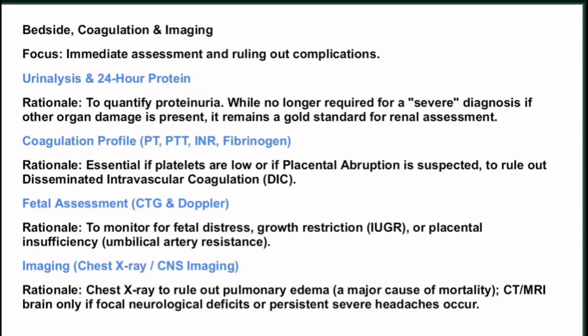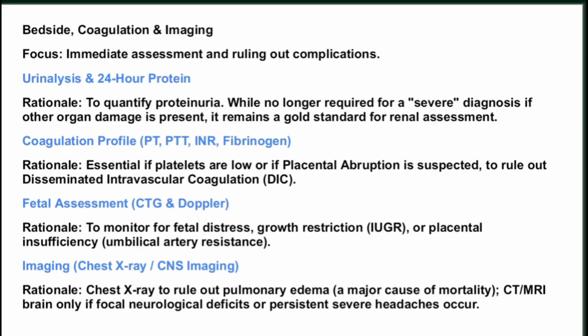With these investigations, we can also do a coagulation profile to check if the platelets are low, or if there's placental abruption being associated, to rule out disseminated intravascular coagulation. We can also do a bedside examination, such as urinalysis or 24-hour protein collection, to quantify the proteinuria. We need to grade the proteinuria, and 3 plus means we need to know that this is severe preeclampsia.